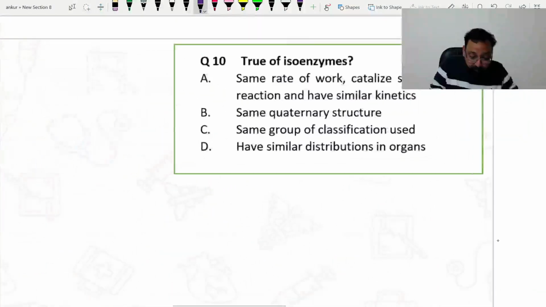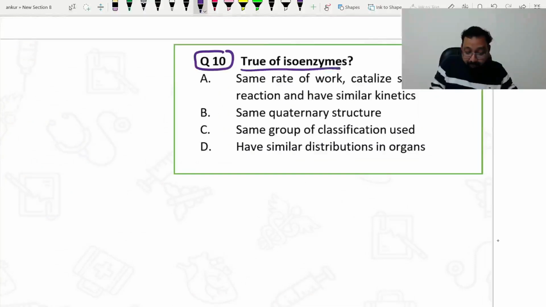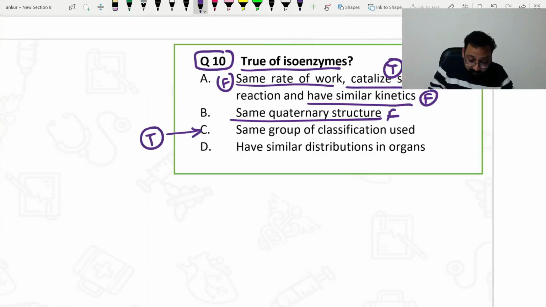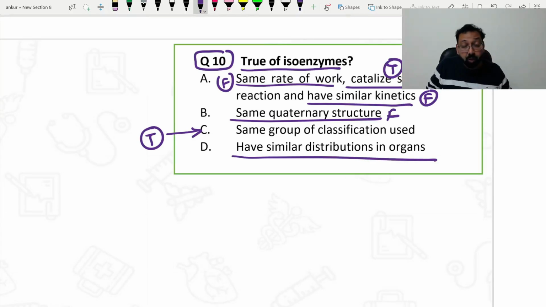This question was asked in AIIMS. True of isoenzymes: same rate of work? May be different, so false. Catalyze the same reaction? True. Have similar kinetics? False. Anything may be different, but they catalyze the same reaction. Quaternary structure of protein may be different. Same group of classification is used? Yes, this is true. Similar organ distribution? May be different. Anything may be different, but they catalyze the same reaction.